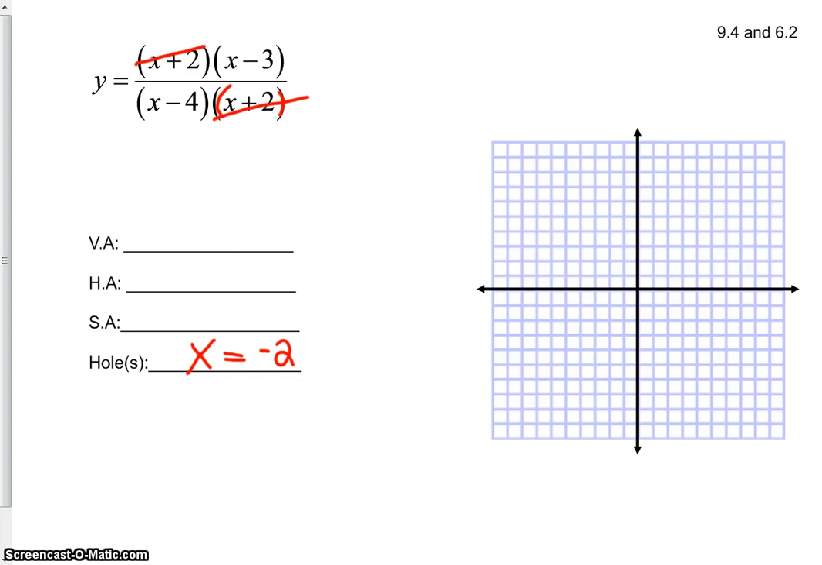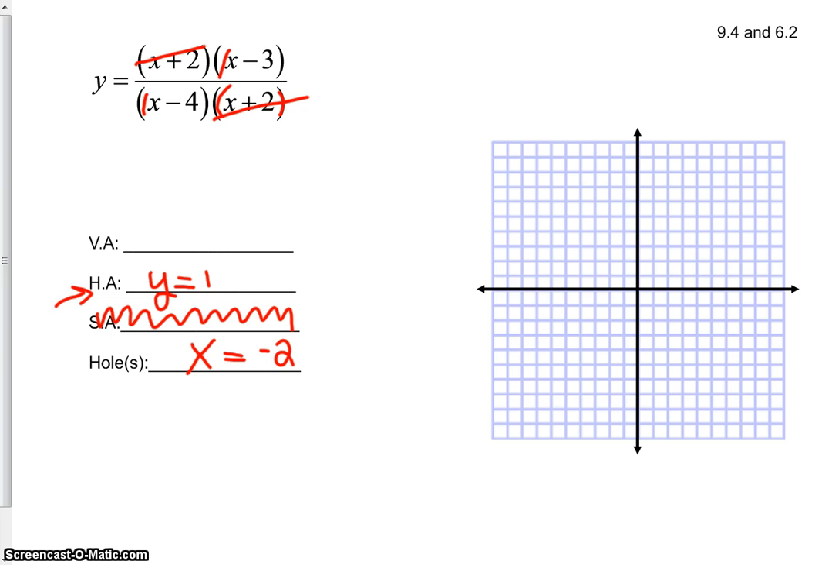Now we look at the degrees next, and you determine: is there a horizontal asymptote or not? And the answer is yes, there's a horizontal asymptote. If there's a horizontal asymptote, it means there can't be a slant. You have to have one or the other. So we do have a horizontal, and the coefficients here would be 1 over 1. So the horizontal asymptote is at y equals 1.